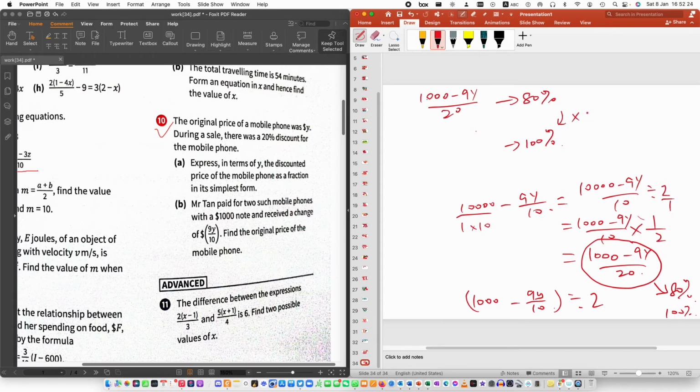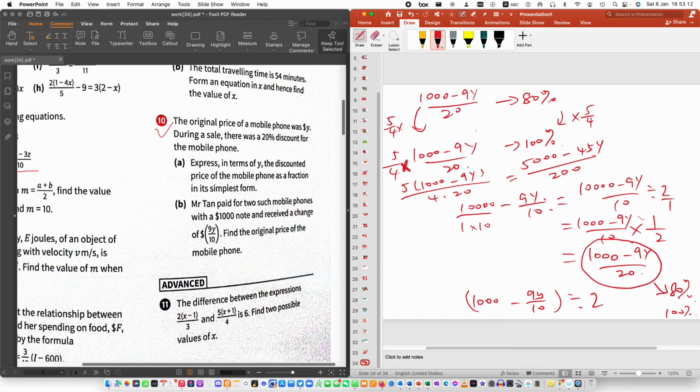Times 5/4, right? Okay, so if you're not sure, always double check. So same thing, you need to times 5/4 of this. Slowly, when you times, how do you do times of fractions? Top times top, bottom times bottom. So top times top means this. Are you clear? Yeah, that's the final answer.